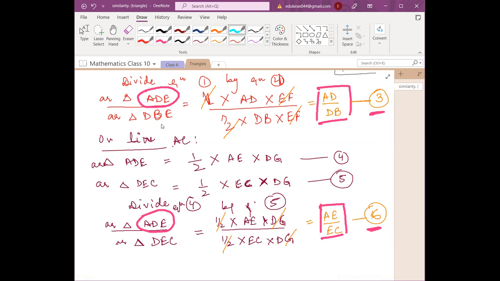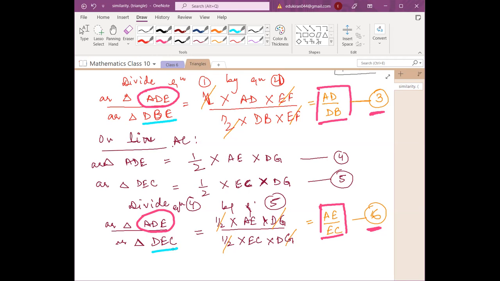Now look at the denominator. Here is the difference. I have DBE here and I have DEC here. So these two triangles are different, one is the left one and one is the right one in the figure. Somehow, if I prove that the area of these two triangles are equal, then my left hand side will become equal.